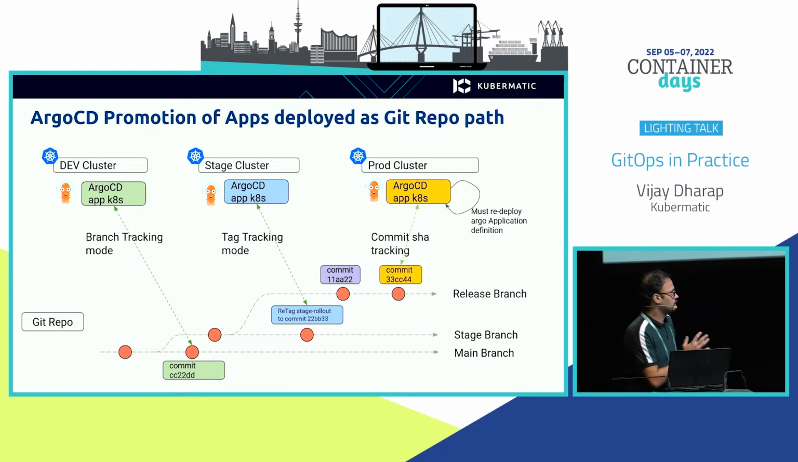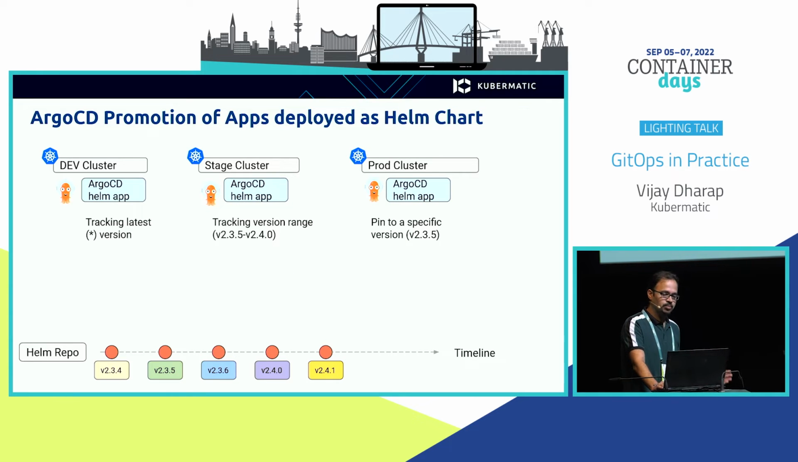So those are the 3 different ways of using Argo CD in 3 different environments with different amounts of flexibility. I hope that it was clear. And so I will now move to a similar strategy for the Helm chart-based deployment.